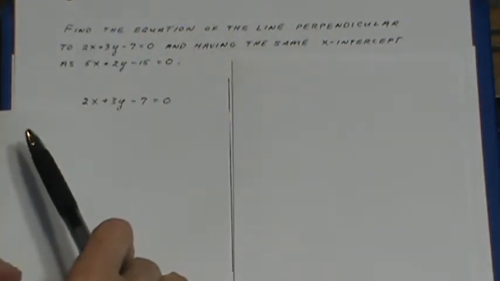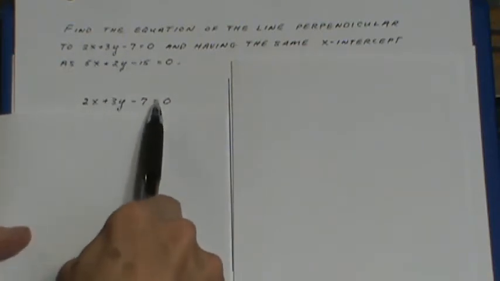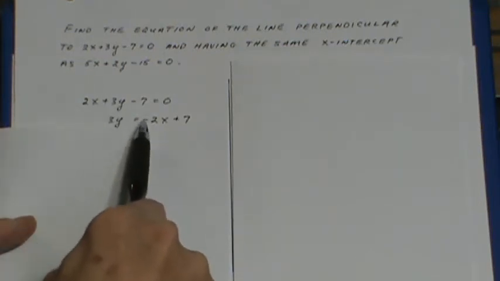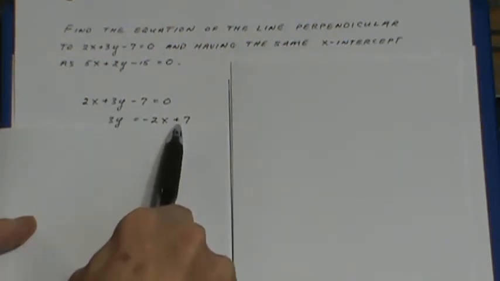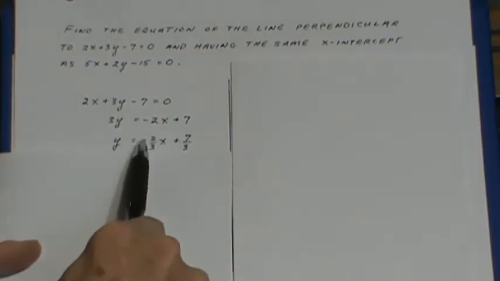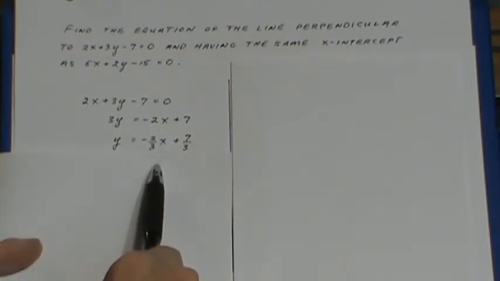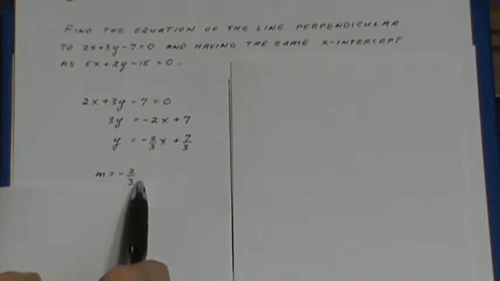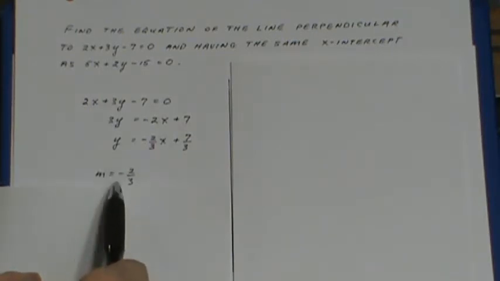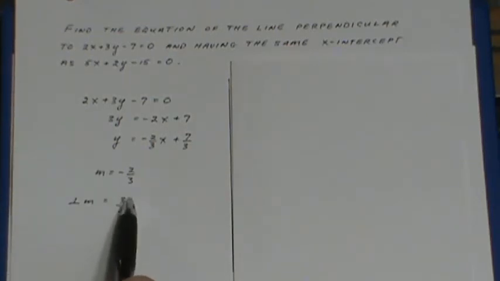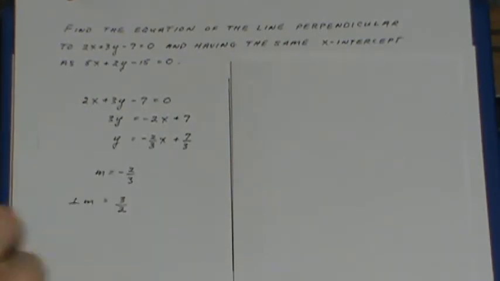That's relatively easy to do. All we have to do is take that equation, move the 2x and the 7 to the other side. That becomes minus 2x, this becomes plus 7. And then we'll divide both sides by 3, and that gives us the slope of this original line, slope being negative 2/3. If we want to have a line perpendicular to that, our slope has to be the negative reciprocal of that slope, and that is 3/2. Just flip the fraction and change the sign.